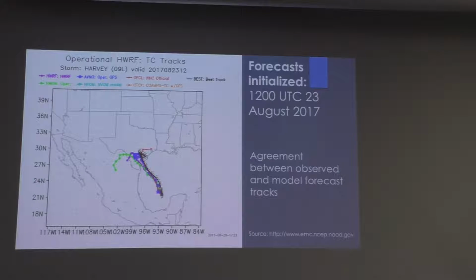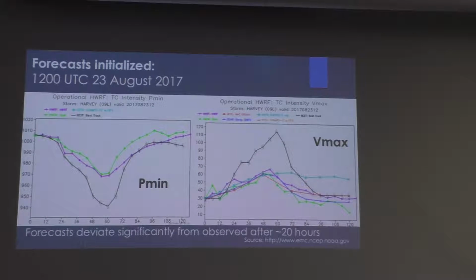Looking at some of those operational forecasts, we see with the track, there's a pretty good consensus prior to landfall at this time between what was observed and what was forecasted. You do see a slight southwest bias to the tracks, but generally they're in agreement. If you look at the operational intensity forecast, however, you don't see that same agreement. You see a pretty strong deviation after about 20 hours in both the forecasted pressure and maximum sustained wind speed.